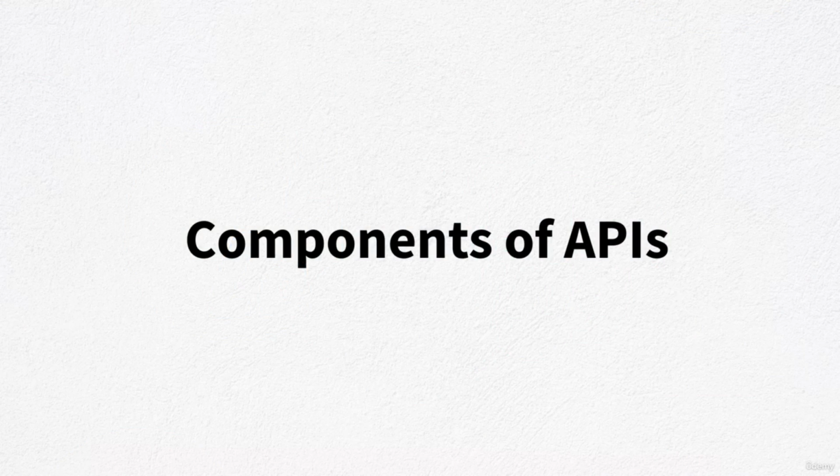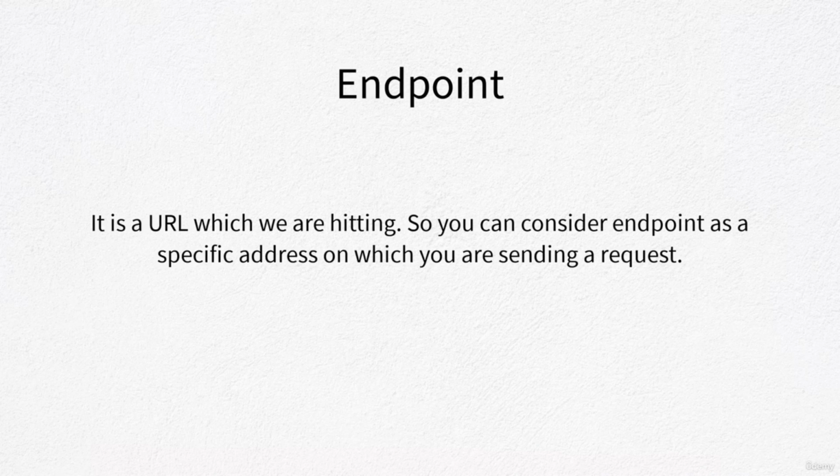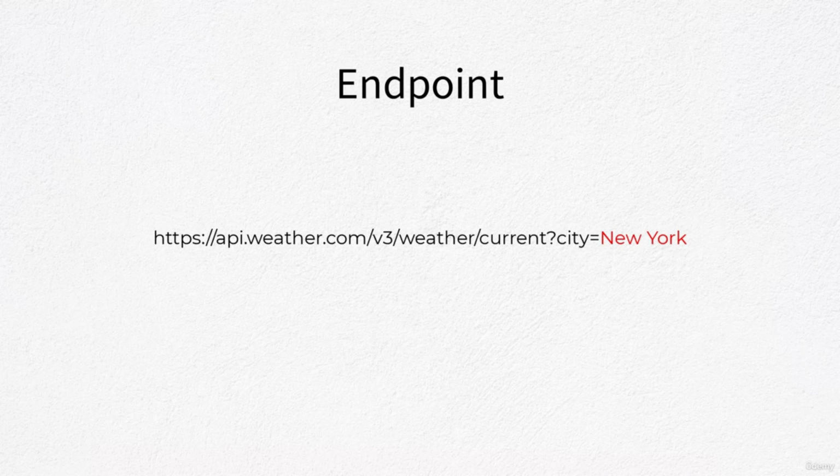And now let's look at components of API calls. And the first one is endpoint. So endpoint is actually the URL which we are hitting. You can consider endpoint as a specific address where we are sending our request. So in case of our weather application, we are hitting this URL.